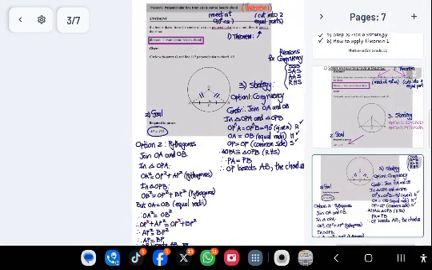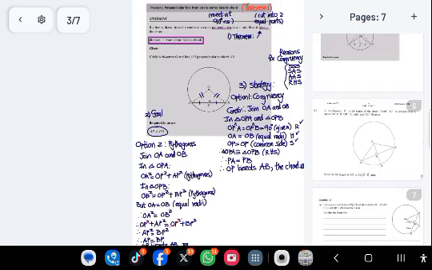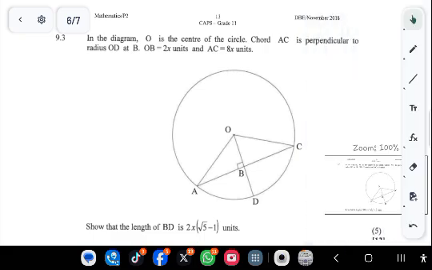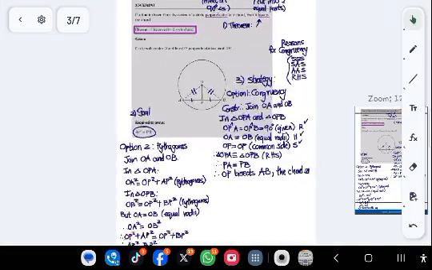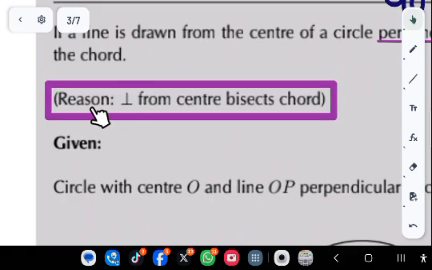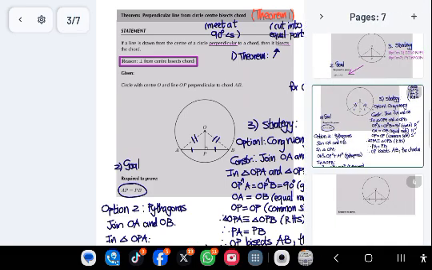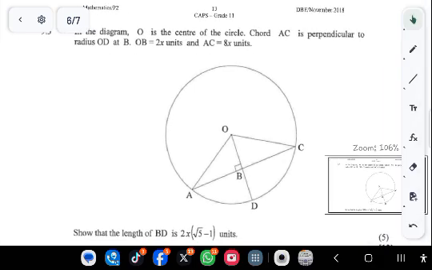Now let's look at how this theorem is applied in examples. Before we do that, let's go back to the theorem. I just wanted you to notice something: whenever we use the theorem to prove another theorem or to work out whatever it is that they need you to work, the reason we use is that perpendicular from center bisects chord. Perpendicular from center bisects chord. That's the reason we use. Screenshot it and know it.